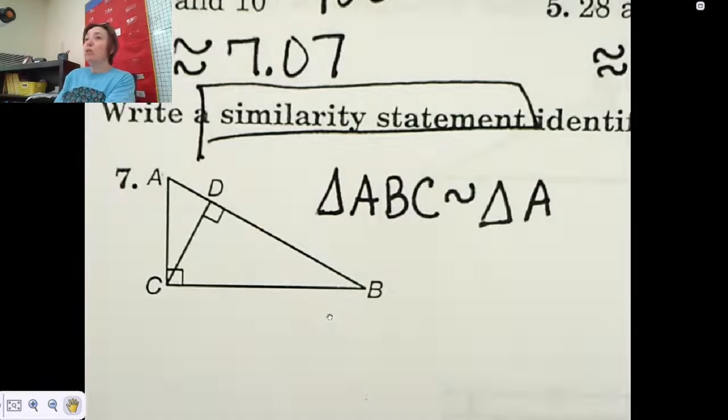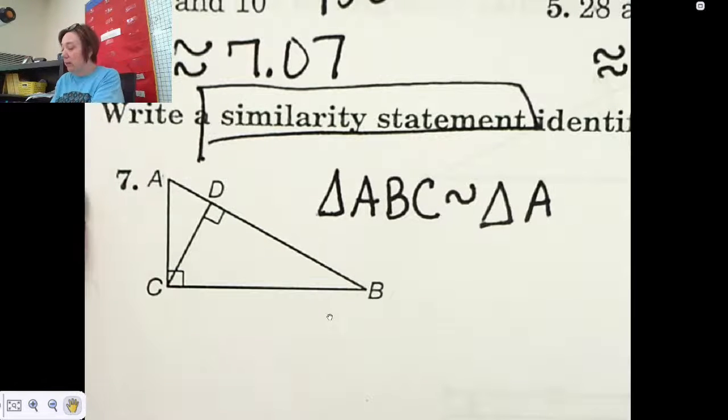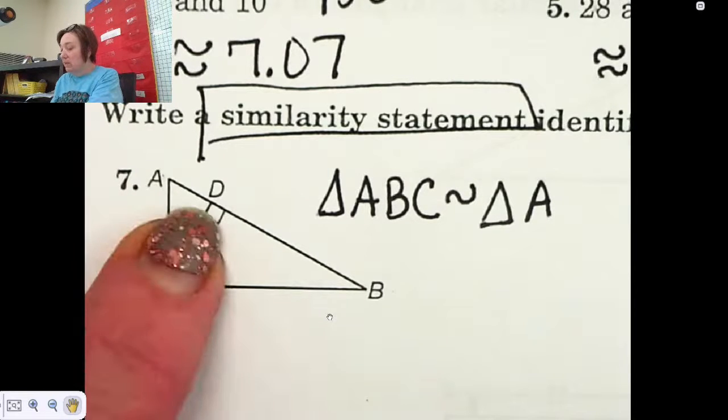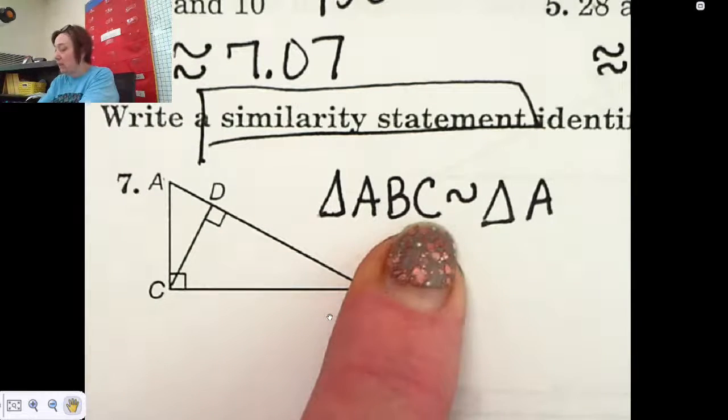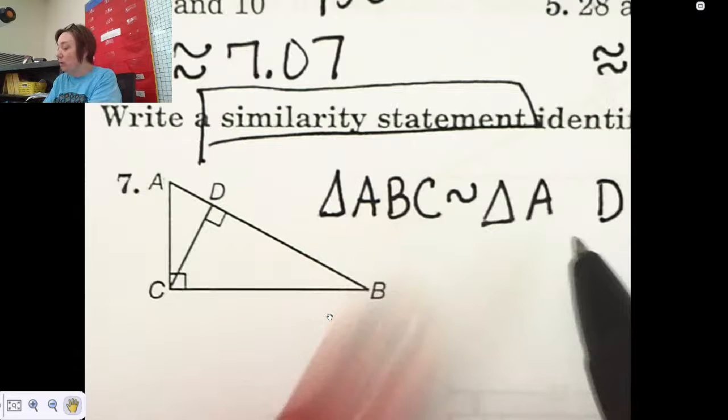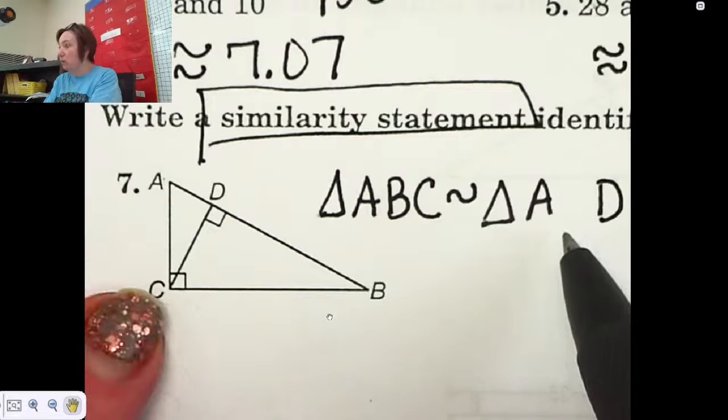Then look at where's their right angle. So where's their right angle at? D is this one, but what's this one? C. So where we have a C, we're going to put a D, because it's where they both have the right angle. And then your third angle just goes there. So what's the third angle?